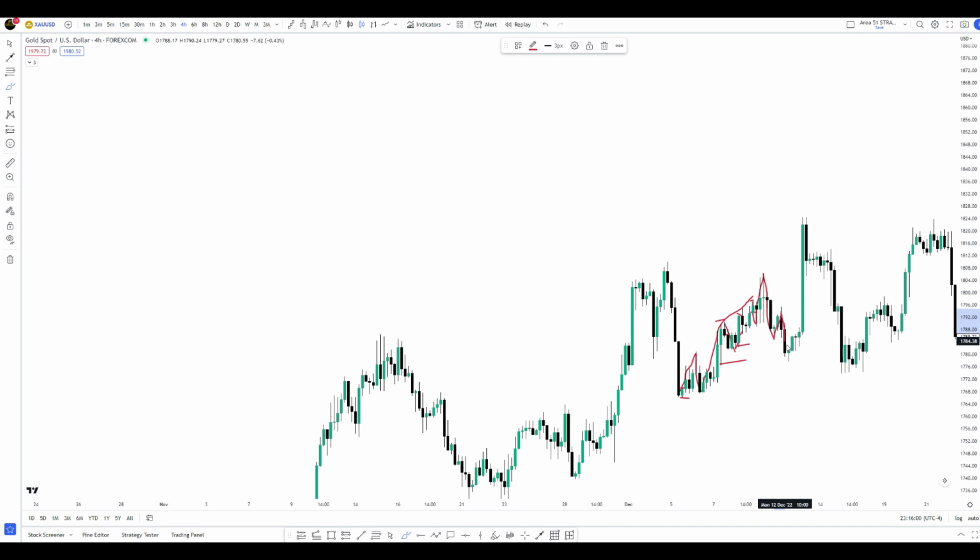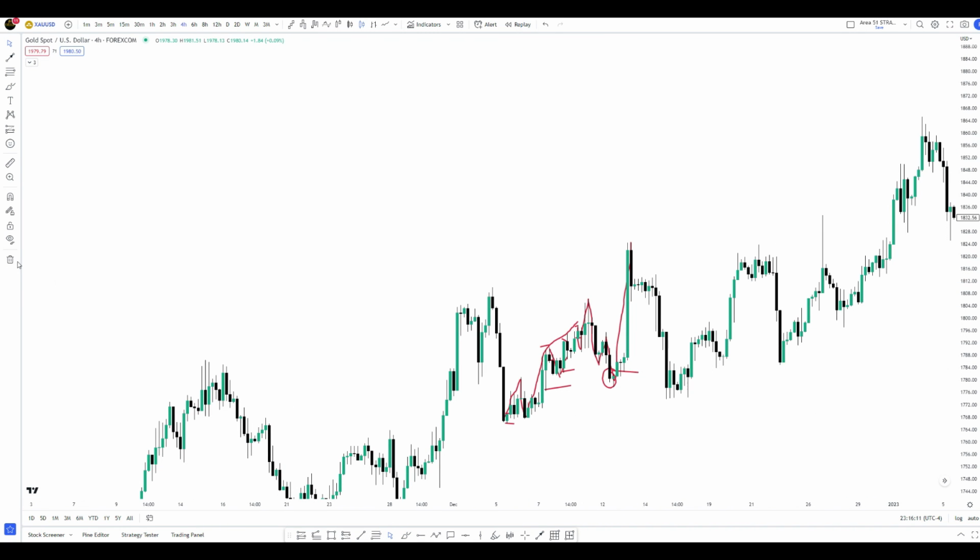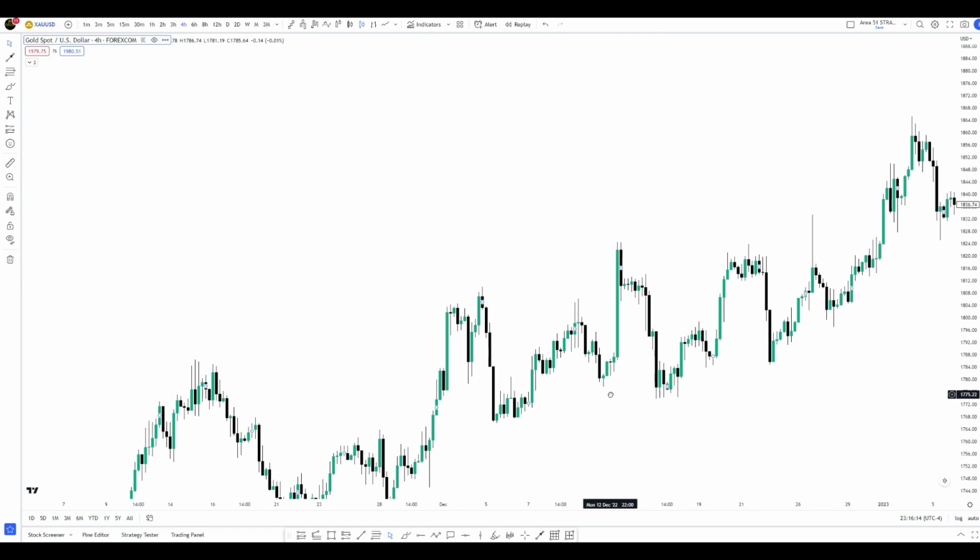Pullback here, and then the market continues to the upside. Once we break the high of this candle, the market is about to reverse and continue to the upside. So this is how you are able to identify a valid pullback. Anything that's created within a candle is not a pullback.